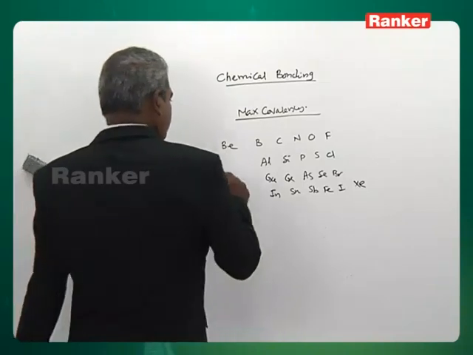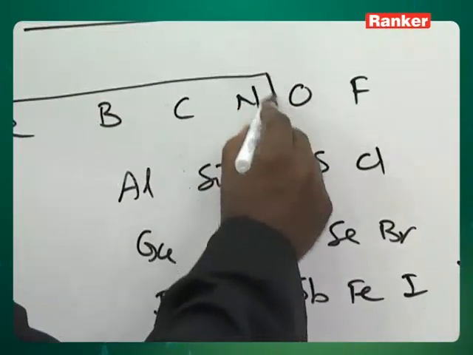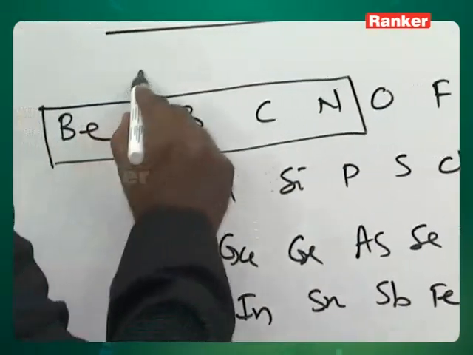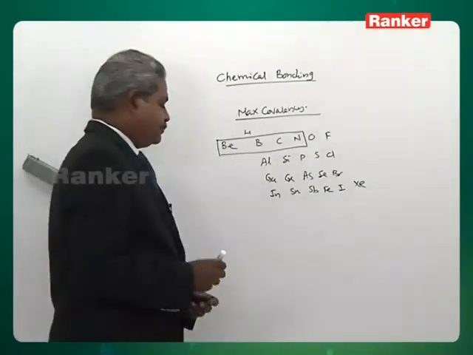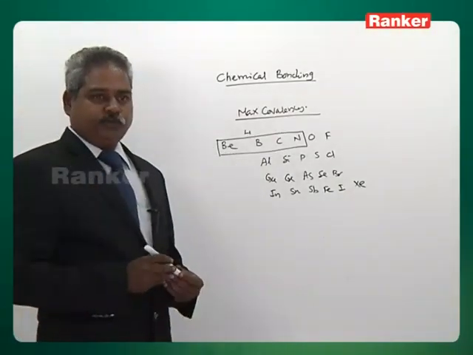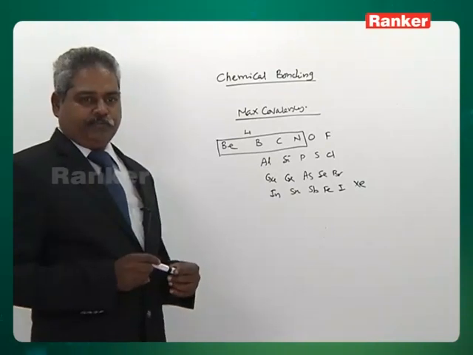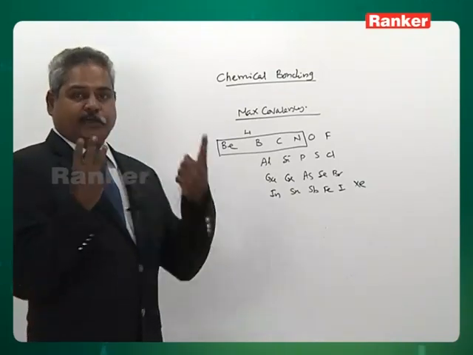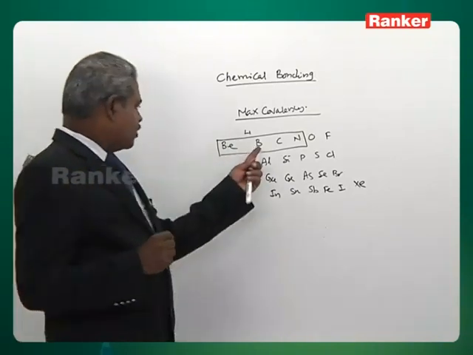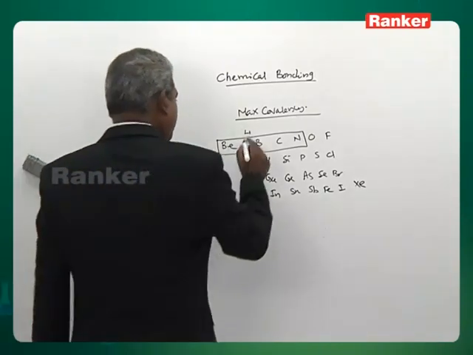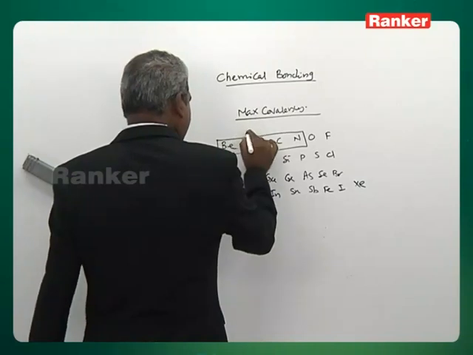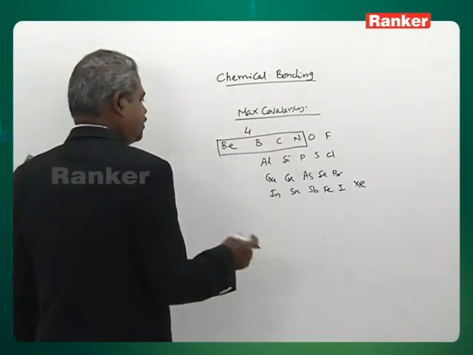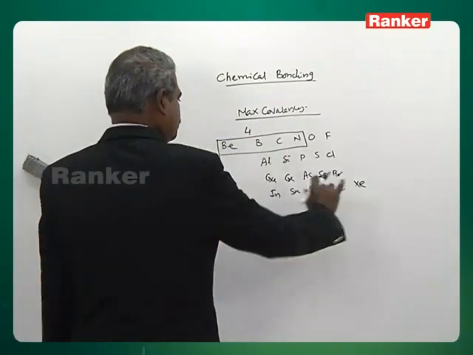So beryllium to nitrogen, second period elements, maximum covalency 4. How can beryllium form 4 bonds? 2 by sharing, 2 by accepting. How can boron form 4 bonds? 3 by sharing, 1 by accepting, because it belongs to third group. How can carbon form 4 bonds? Using its own electrons, CH4. I will supply examples to each.